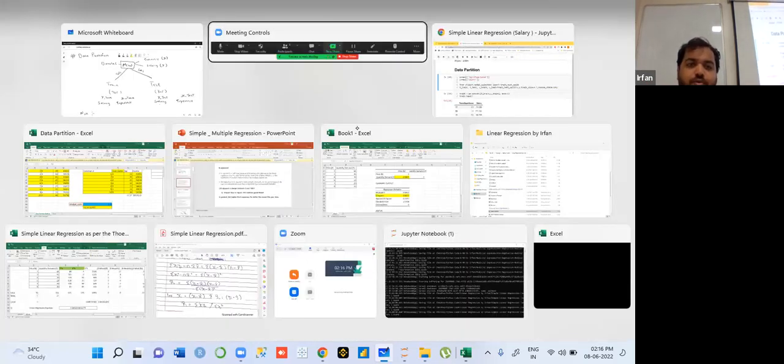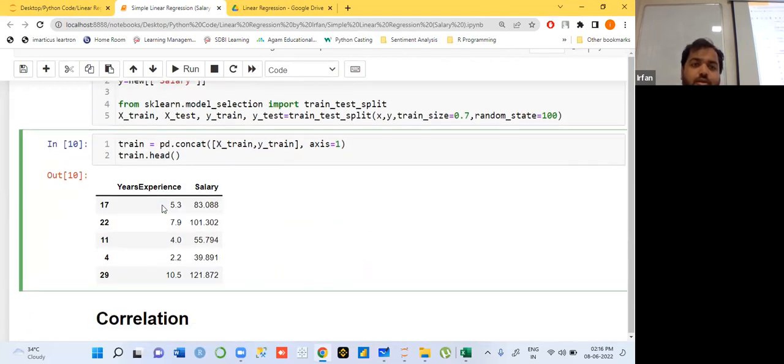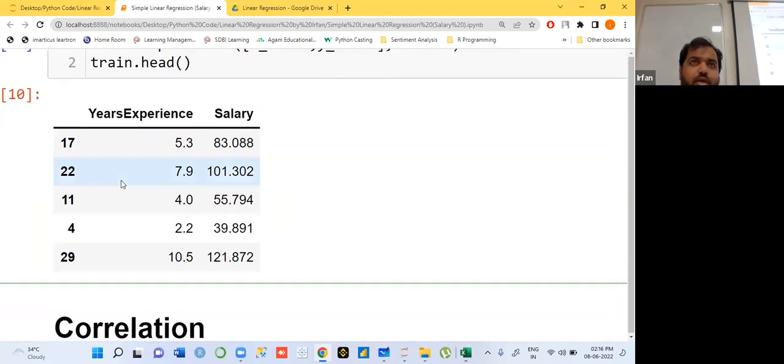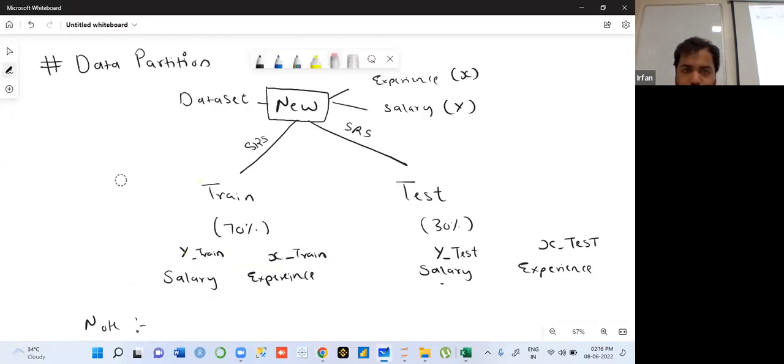I'll move forward, guys. Okay, I have taken X train and I have taken Y train. pd stands for pandas, guys. Concat means combine, and axis=1 means column wise. I have made a train for you. Can you see, guys? It's just the head of train. So I have combined these and made something known as train for you. Now clear? I made one train.